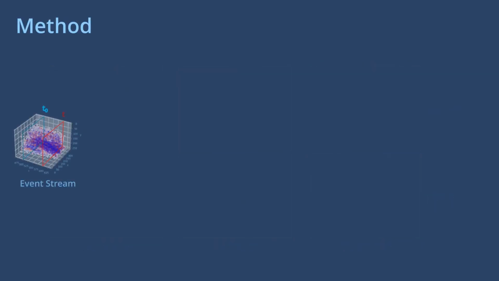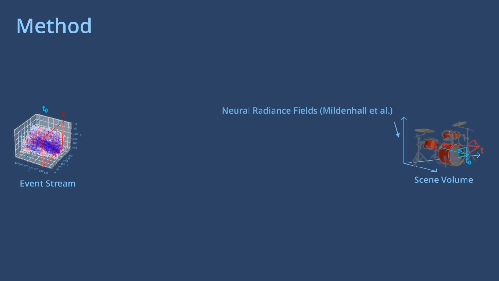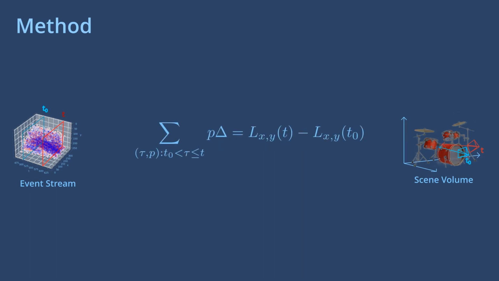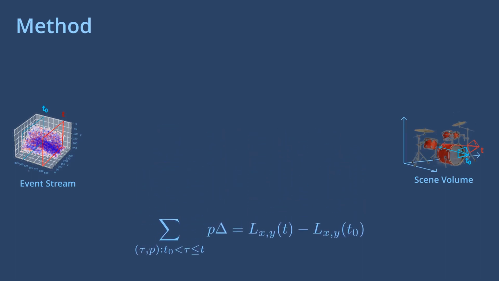On the left, we have an input event stream. On the right, we have a volumetric scene model. To this end, we adopt neural radiance fields, or NeRF for short, which is the state-of-the-art coordinate-based volumetric 3D scene representation. So how do we connect these two modalities? We propose using the following equation, where the left side can be computed completely from the events, and the right side can be computed as the difference between two rendered views.